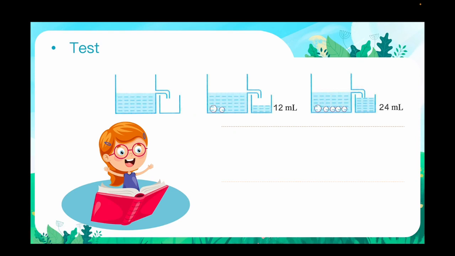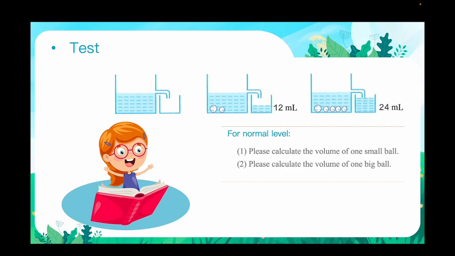Finally, the teacher gives students a test to complete after class. Students complete the problem by analyzing the content of the picture. For normal level, students can get the volume of the big ball by the guidance of 2 questions, and for the higher levels, students need to directly calculate the volume of the big ball.